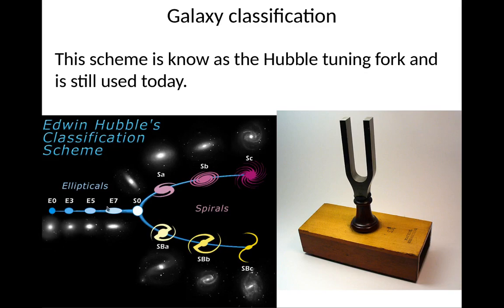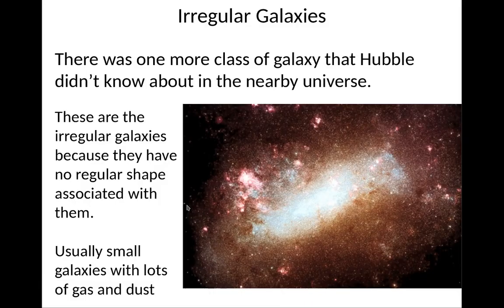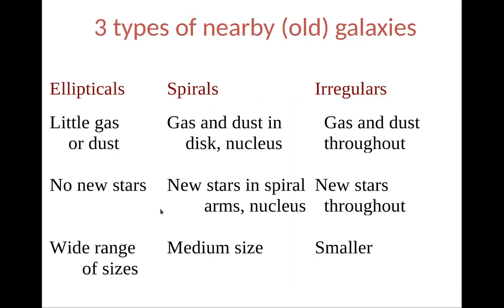The problem is that it doesn't depict anything evolutionary. You can't really say how these spirals become these spirals or become these ellipticals. All right, now there's one more class of galaxies that Hubble didn't know about in the nearby universe. These are what's called irregular galaxies because they have no regular shape associated with them. They're usually small galaxies with lots of dust and gas. So here are the three types of nearby, mainly old galaxies: ellipticals, with little gas or dust there.